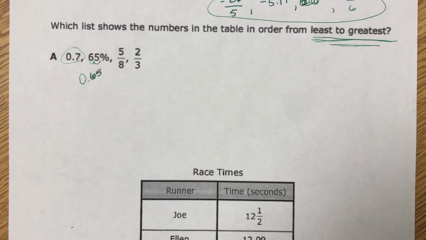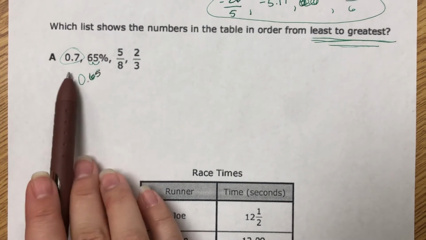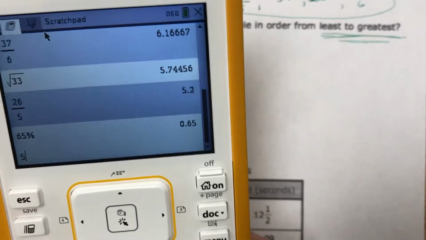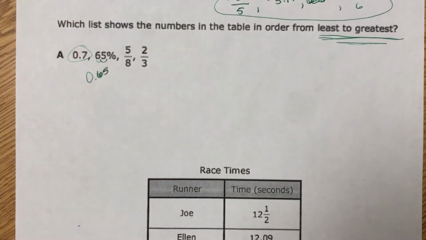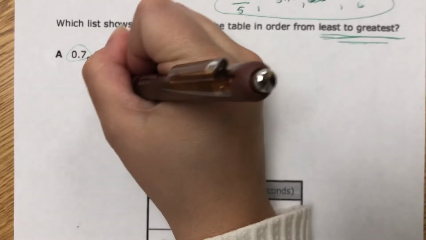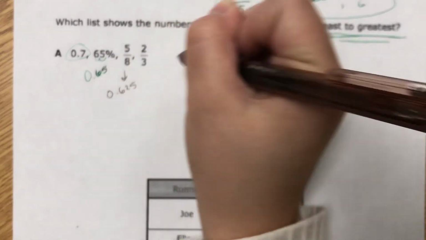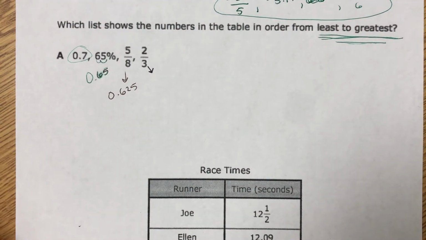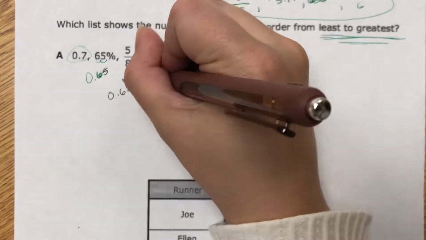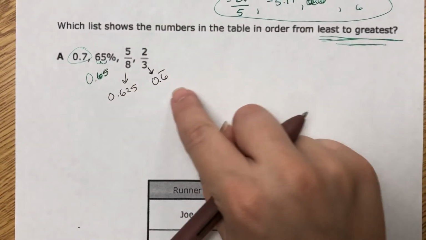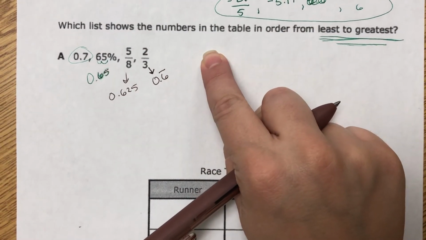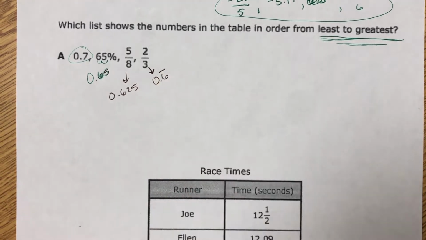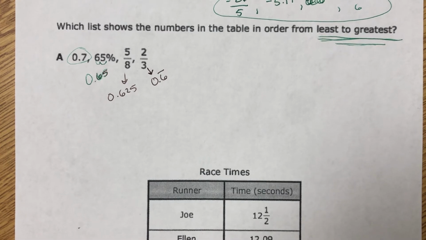Anytime you have a decimal place, you just move 2 times. So we have 0.7. Now we have 0.65. 5 over 8, I need to get the decimal form of that. I'm going to write it down here. It's 0.625. And then 2/3 is 0.6 repeating. So remember that this has a lot of sixes and it keeps going forever and ever. And I could write them all out, or I could just make it nice and easy and put the line above the 6 and be done with it.